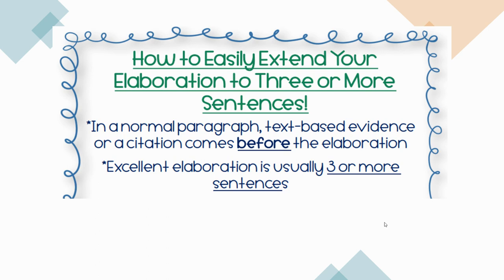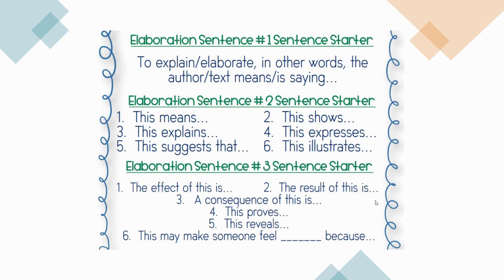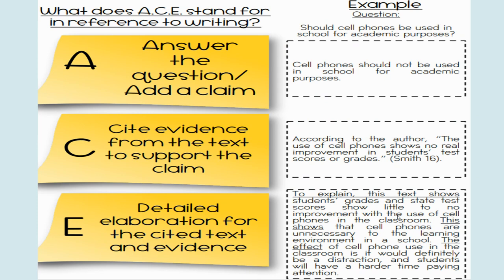In a normal paragraph, text-based evidence or a citation comes before the elaboration. Excellent elaboration is usually 3 or more sentences. Some sentence starters are: to explain, to elaborate, in other words, the author means, is saying. Other sentence starters could be: this means, this suggests that, this shows, this expresses, this illustrates. Elaboration sentence number 3 starters could be: the effect of this, this proves, this reveals, a consequence of this, may make someone feel blank because.